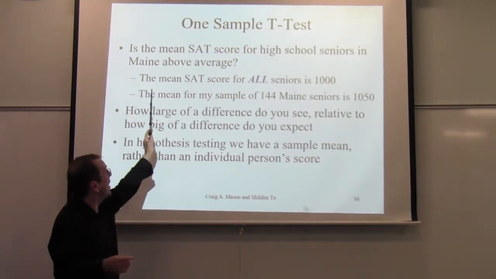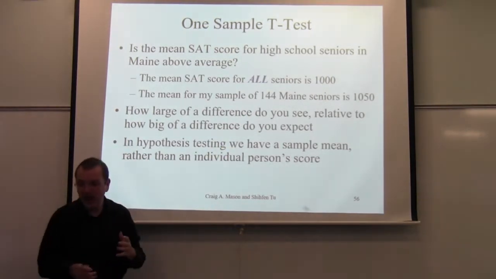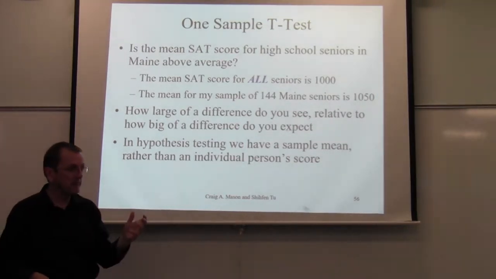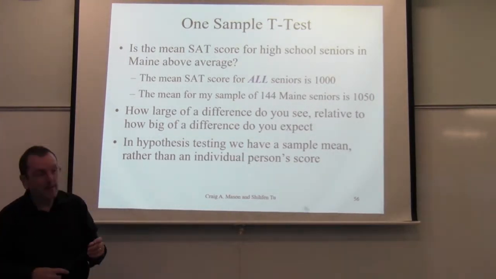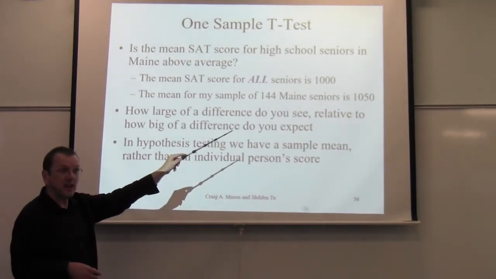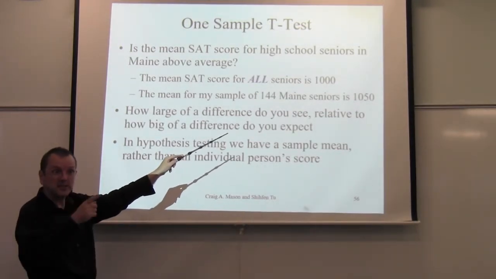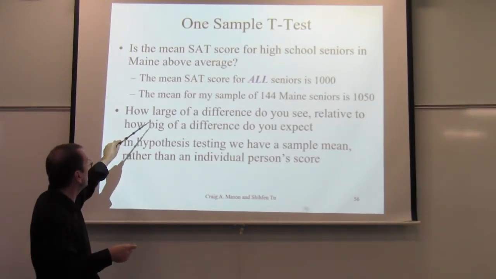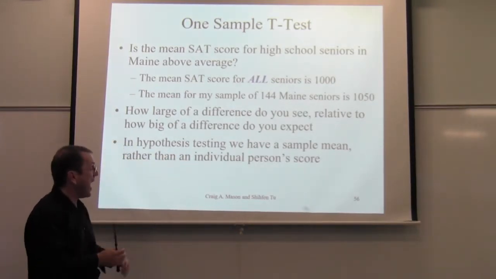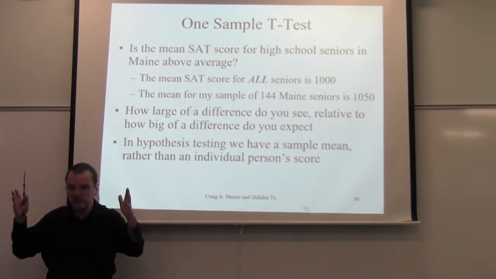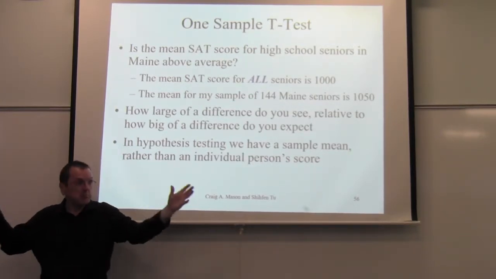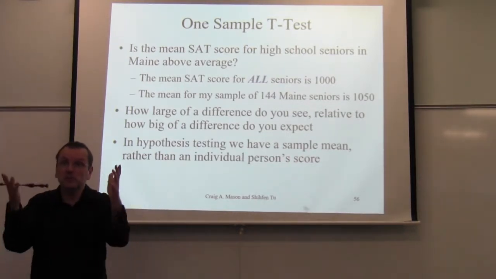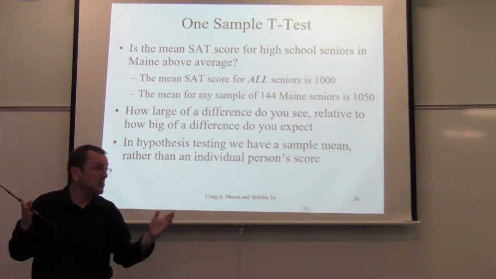But let's say we don't have that. I know the average for everyone is 1,000. I sample 144 seniors in Maine and find that their average is 1,050. Sound familiar, right? This continues with some illustrations from last week, but we're going to take it a step further now. I need to ask myself, is that big enough? Maine kids scored 50 higher. Is that big enough, or is this just what I would expect to see?